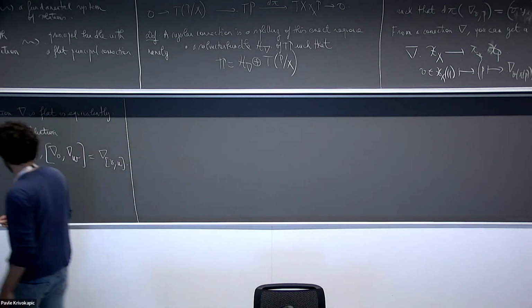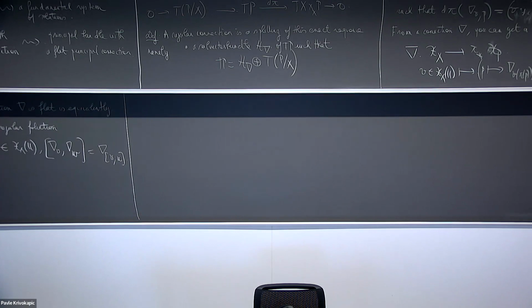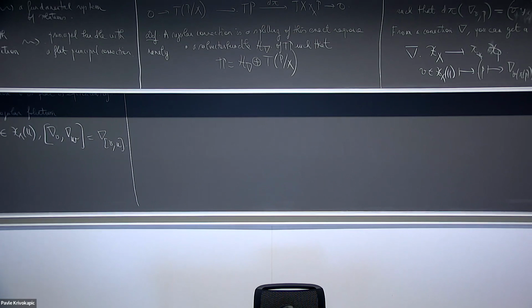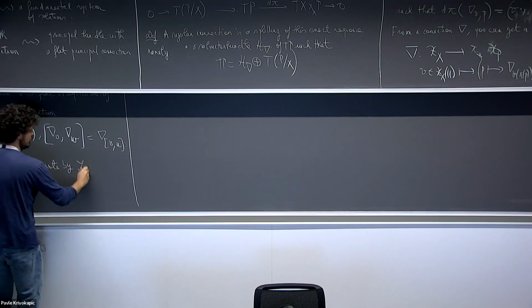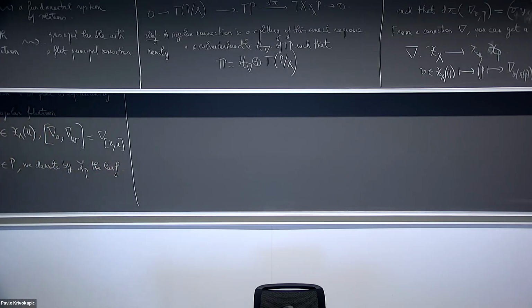So, notation: for every p in P, we denote by L_p the leaf of H_δ through p.